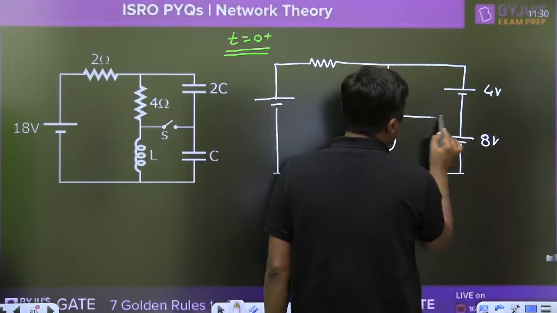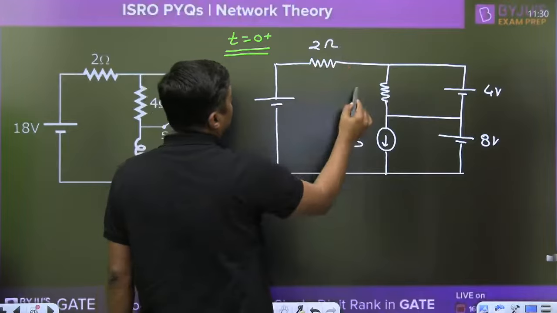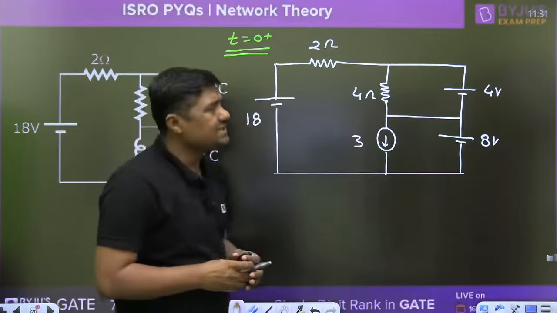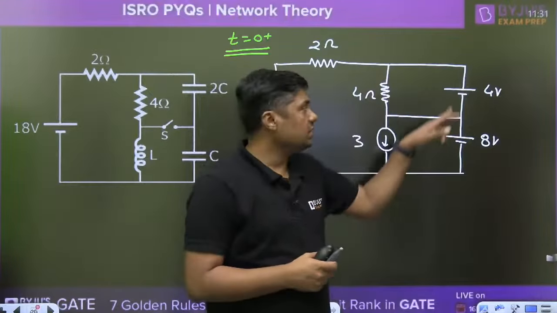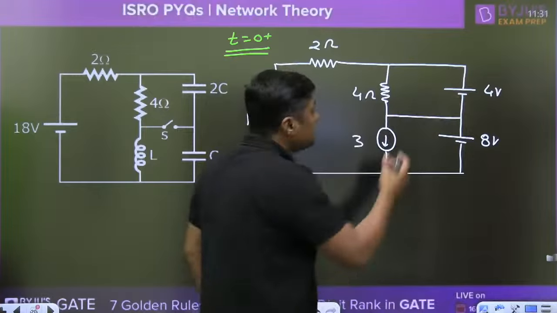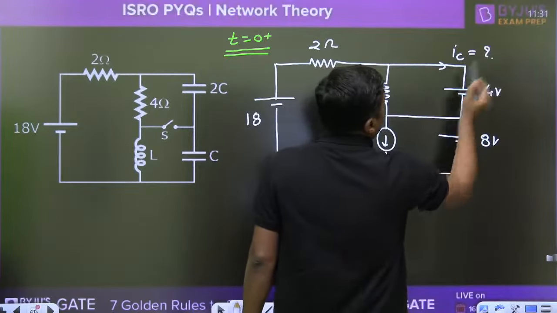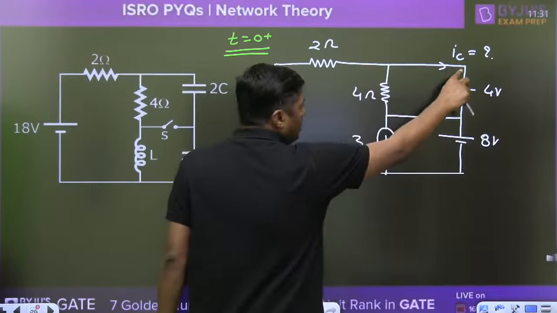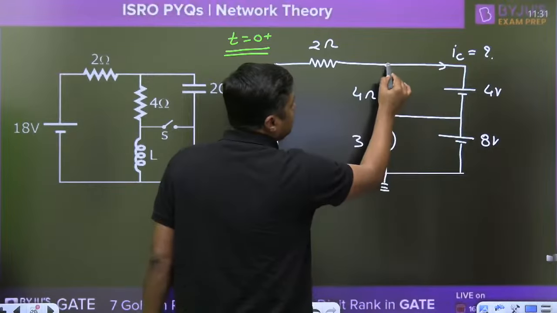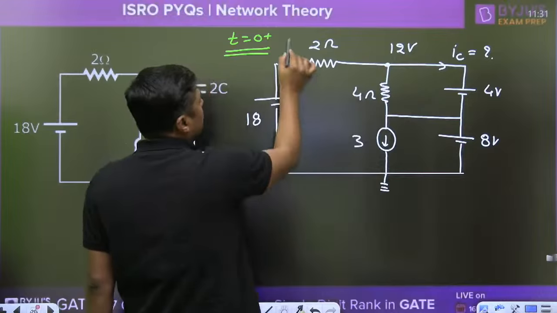Now this switch is closed. It is a very simple question. What is asked here? What is the current through this capacitor, because it is the 2C. It means IC is asked. Now this 4 volt is fixed, 8 volt is fixed, that is ground. 4 plus 8, what is the voltage at this point? Fixed, 12 volt. Now if it is 12 volt, it is fixed. What is the current here?